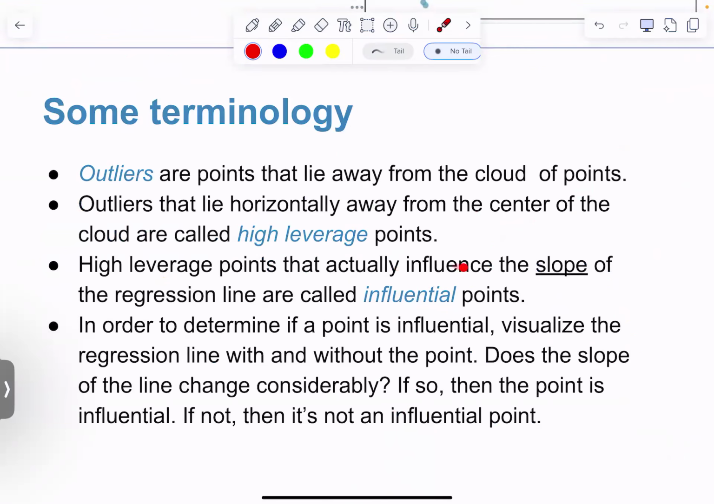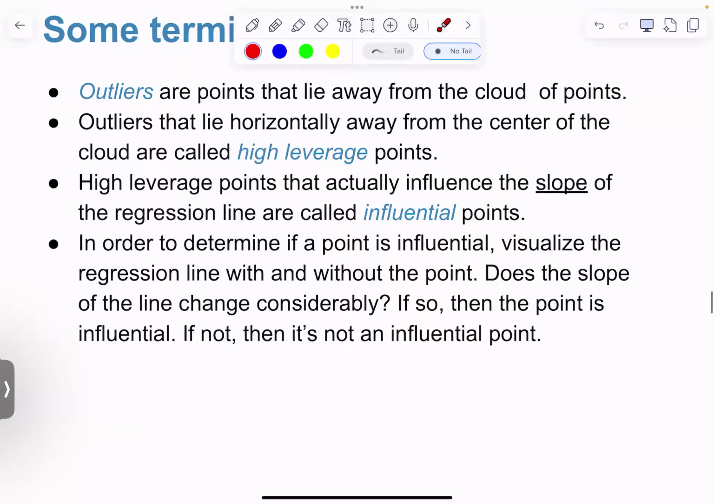High leverage points that actually influence the slope of the regression line, right? Like we saw, if I remove it, then the slope would probably be 0. Those we call influential points. You could visualize it, or fit it in Excel or some other tool, and look at the slope to see if it's changed drastically. We're usually okay with the intercept changing, but if the slope changes drastically, then that's something to consider.